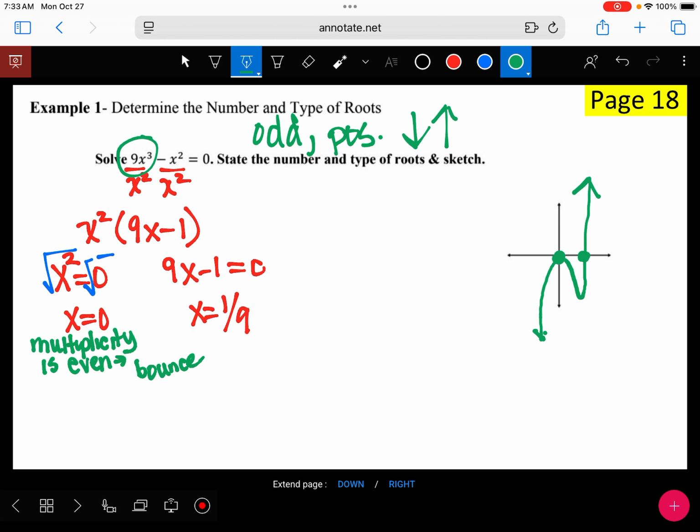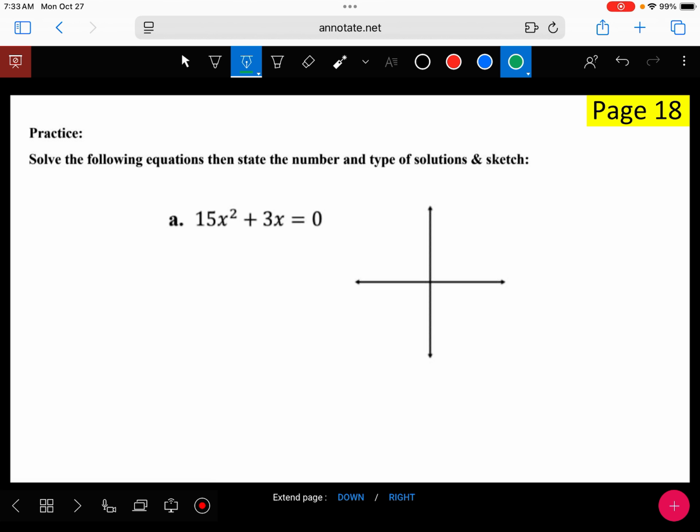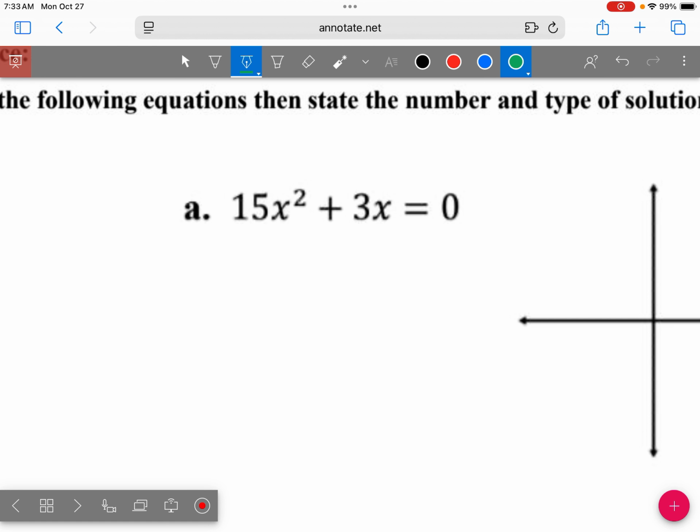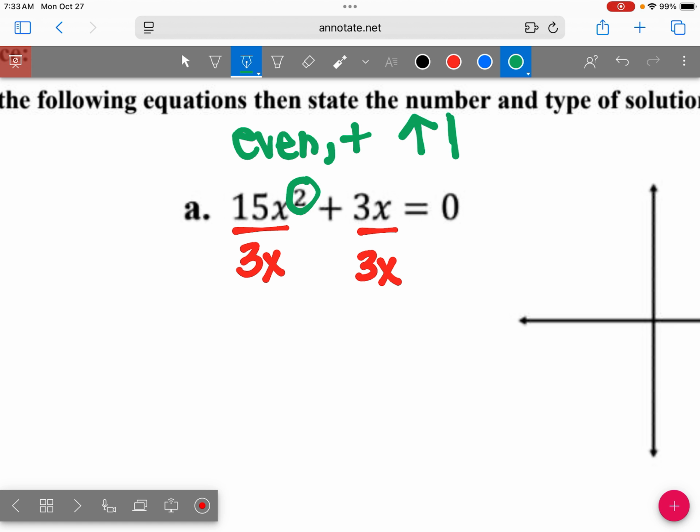Okay, so let's go ahead and do the practice problems. What's the GCF? X and what else? What number can I divide into 3 and 15? 3. Let's go ahead and divide these by 3x. Before I get started, this is a second degree. So this one is even. And it's positive, which means that my sketch, both arrows should be going up. That's what that tells me.